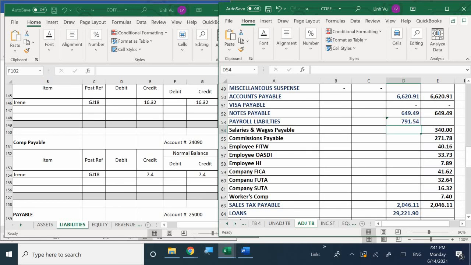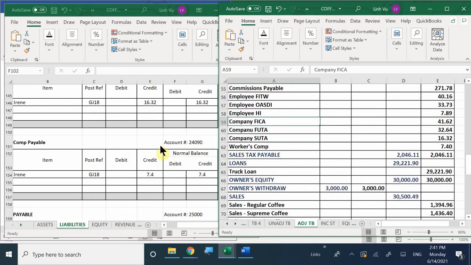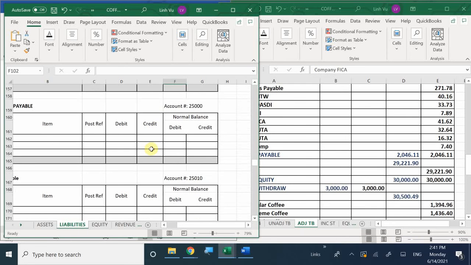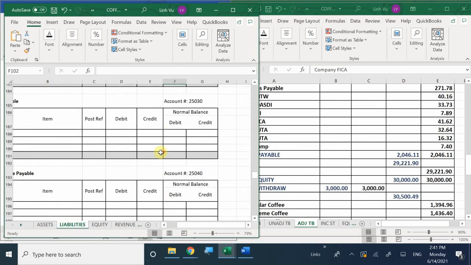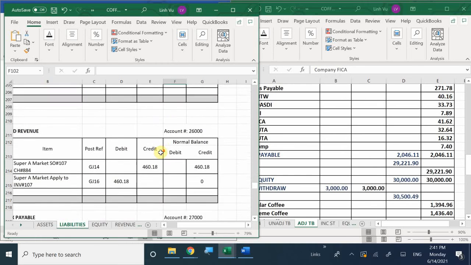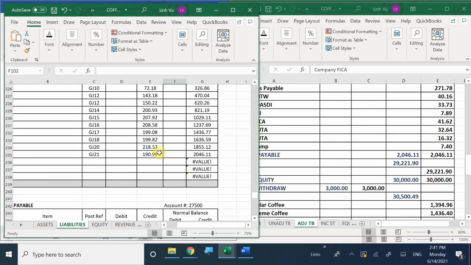All right, let's see what else we have left for my liabilities. Sales tax payable. I didn't incur any of those. Sales tax payable, is that number the same?